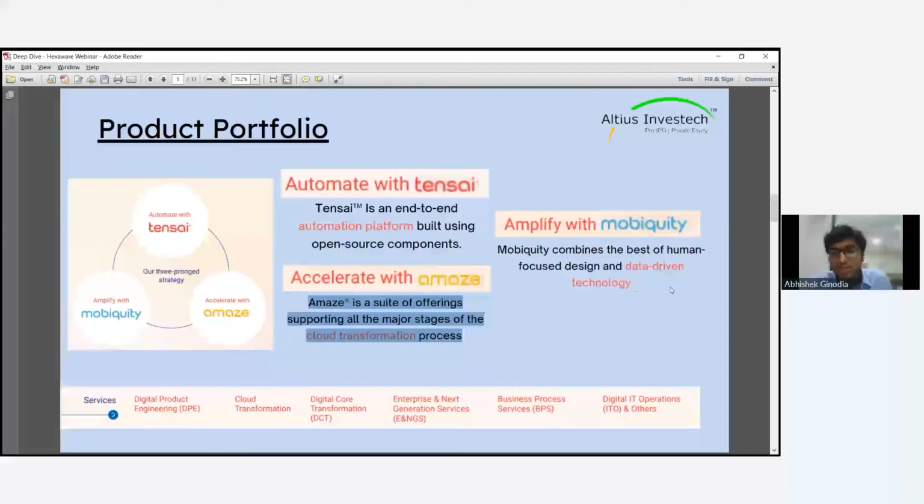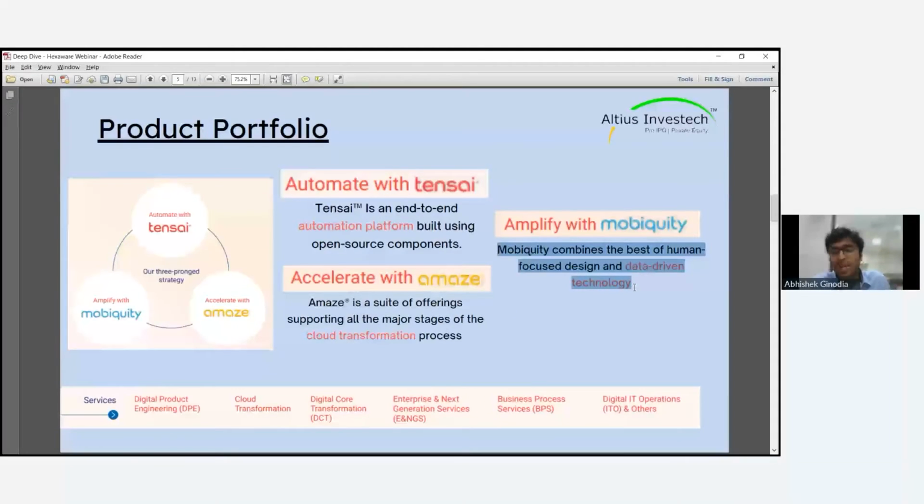Mobiquity is the third service under which Hexaware classifies its services. And this is basically using data insights and data-driven technology to better your decision-making processes and to service your clients even better. Mobiquity was actually purchased by Hexaware. So it was an inorganic purchase because Tensai and Amaze were built in-house, but Mobiquity was an acquisition which Hexaware had done, I think, 2 or 3 years back.